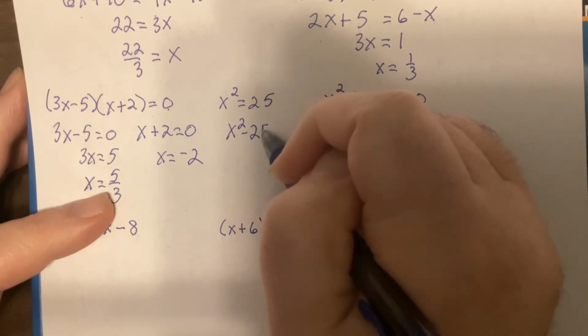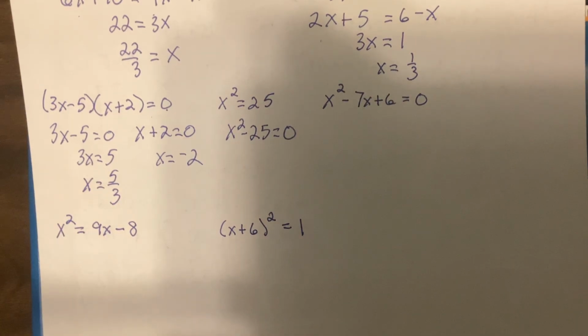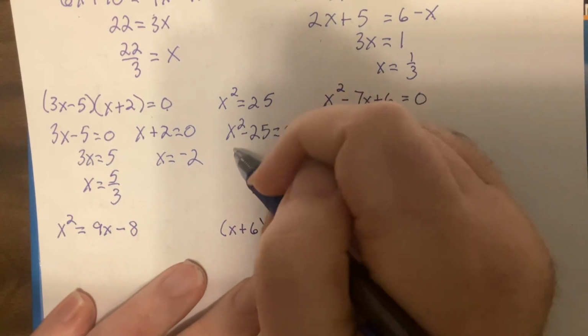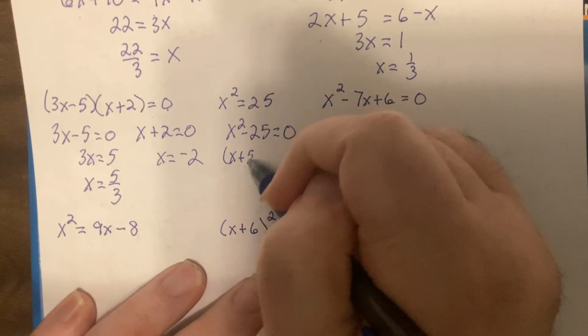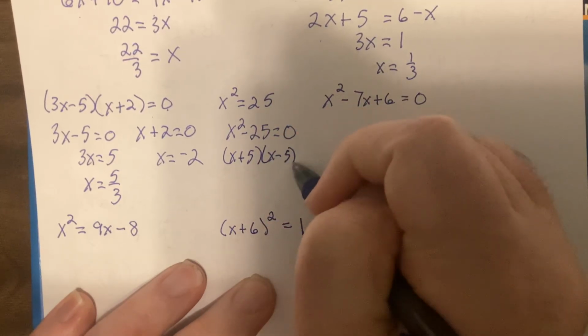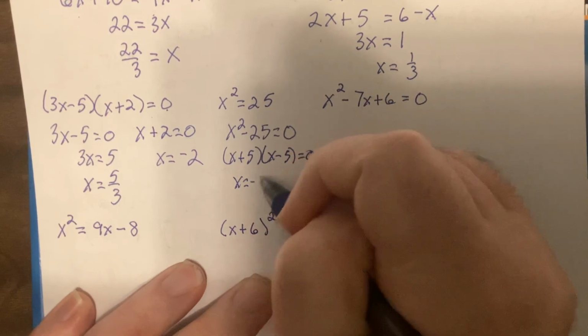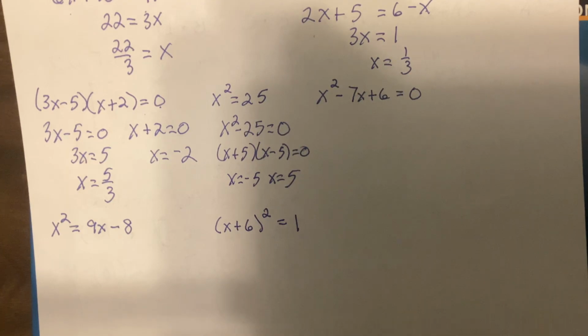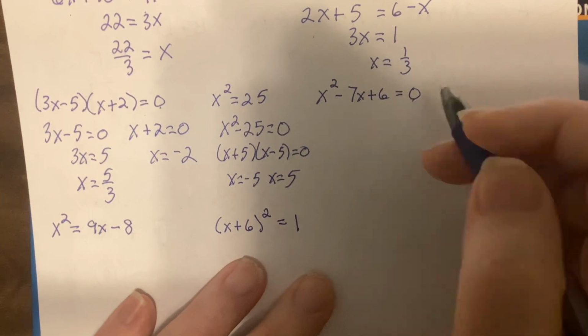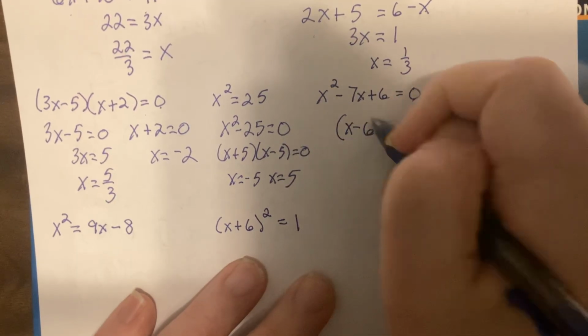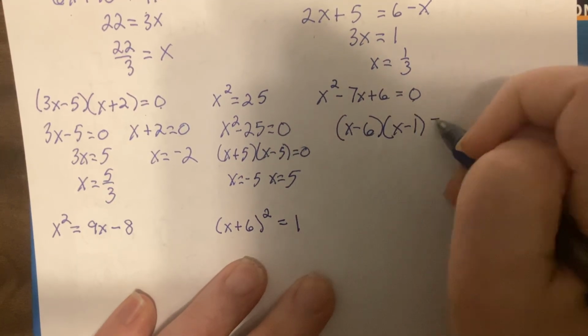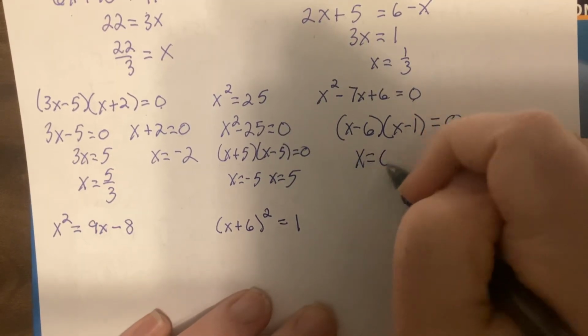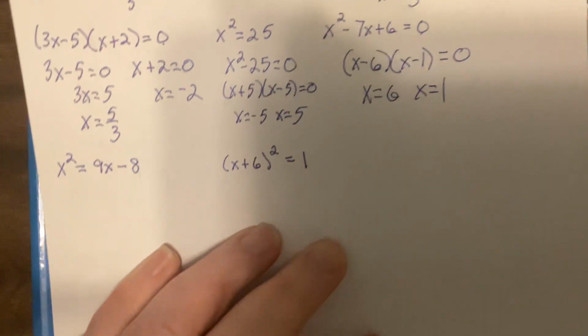Now we haven't done solving radical equations yet. We'll either do them before Christmas or after Christmas. But I'm going to factor this: x plus 5, x minus 5. So x equals negative 5 or x equals 5. If you want to put plus or minus 5, that's okay with me. Do we have something equal to 0? Yep. Factor it, be x minus 6, x minus 1. So x equals 6 or x equals 1.